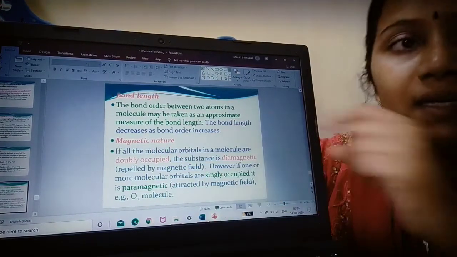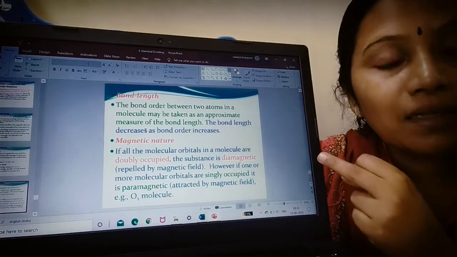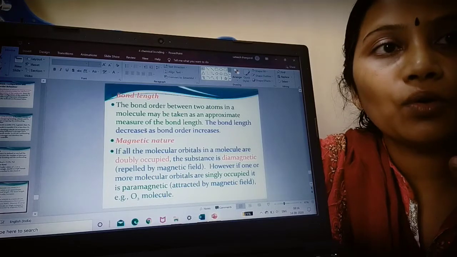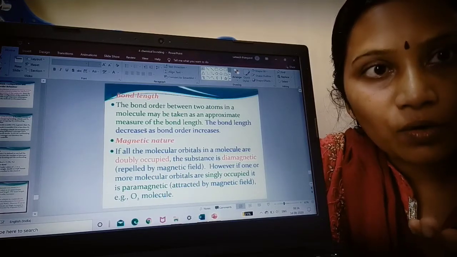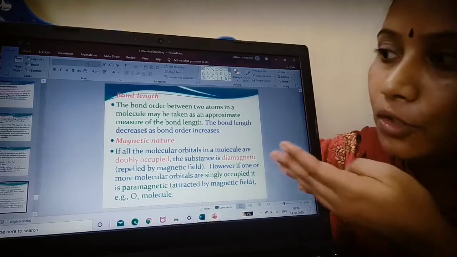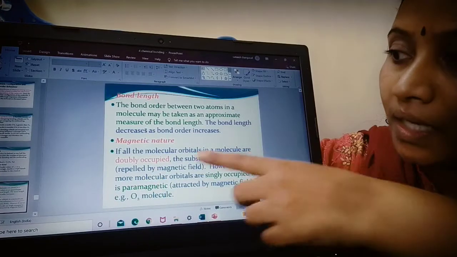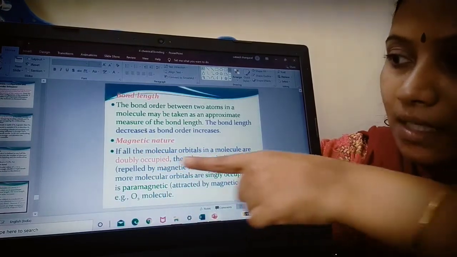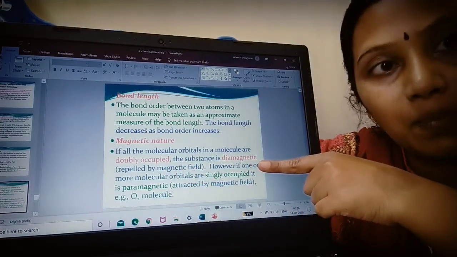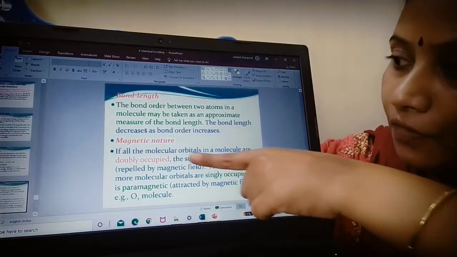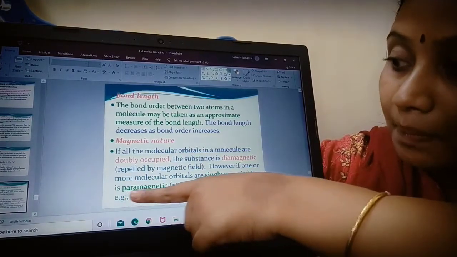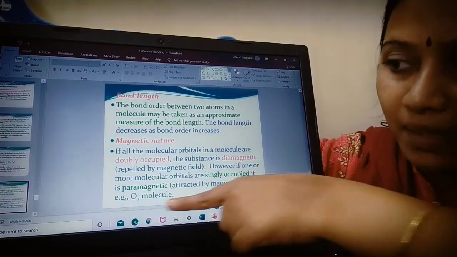And what is magnetic nature? You will be able to predict the magnetic nature of compounds. I am discussing all these aspects under the electronic configuration. After knowing the electronic configuration, you know the stability, you know the bond order, you know the nature of bond, then you will be knowing the magnetic nature of a compound. If all the molecular orbitals in a molecule are doubly occupied, if it is 2, 2, then the substance is diamagnetic. So it will be repelled by the magnetic field. Now, if the molecular orbitals are singly occupied, they are called paramagnetic. In that case, they will be attracted by the magnetic field.